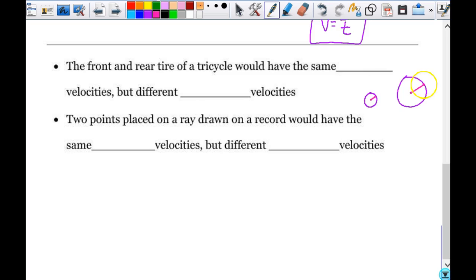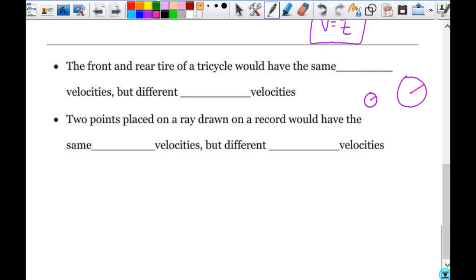If the angular velocity is the same, that means it would take me the same amount of time to go all the way around this one as it would all the way around this one, right? But if I'm riding my tricycle, are they covering the same amount of ground? They are. Is one of them turning faster than the other? This one's turning a whole lot faster, right? It has to, because it's going to have to go around more times.